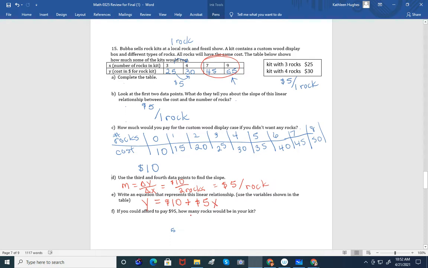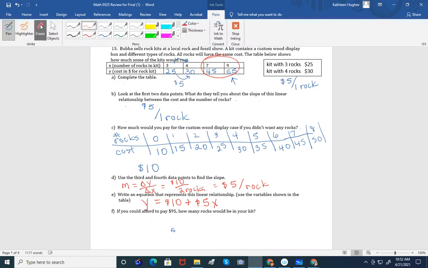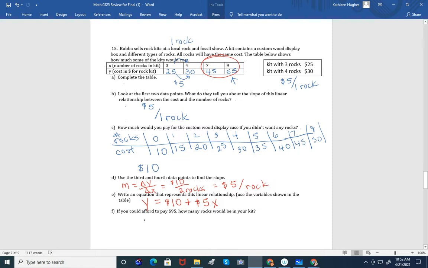If you could afford to pay $95, how many rocks would be in your kit? Think about that for just a minute. If you can afford $95, let's look at our equation. Y equals $10 for the kit plus 5x. So if we're willing to spend $95, that will be 10 plus 5x. Let's do our equation solving. Let's subtract that 10. So we have $85 that we can actually spend on the rocks. The rocks, of course, are $5 a piece. So if we divide that by 5, I'm running out of room, but I'm going to squeeze it in. 85 divided by 5 is 17.